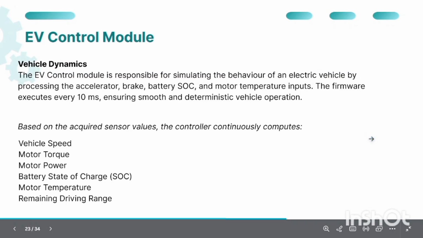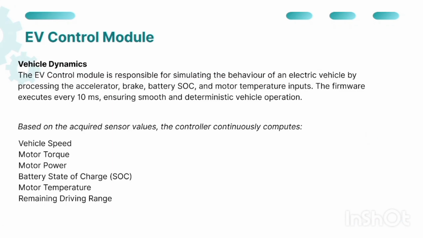The EV control module automatically handles the vehicle's driving characteristics, running inside a strict 10 millisecond window. It samples throttle and brake voltages continuously, calculates torque, instant power consumption, battery depletion, motor thermal climb, and remaining range.